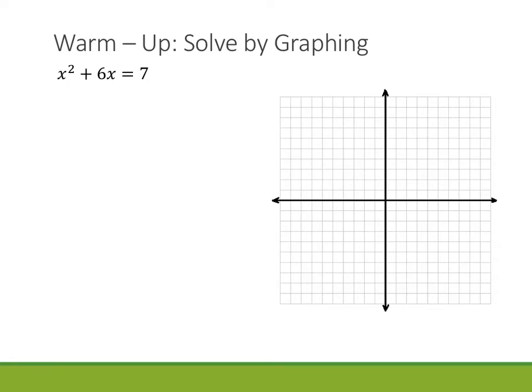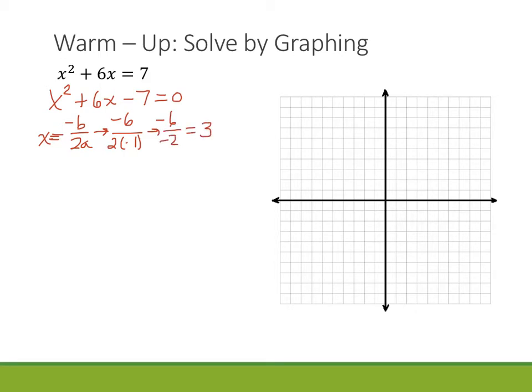Okay, so let's begin by solving this quadratic by graphing. My first step is to write the quadratic equation in standard form. So I'm going to write this as x squared plus 6x minus 7 is equal to 0. Once I've written it in standard form, I can then graph it. Remember, our first step in graphing is to find the vertex, so we'll use the formula x equals negative b over 2a to find the x-coordinate of the vertex. So negative 6 divided by 2 times negative 1 would be negative 6 over negative 2, which is 3. So the x-coordinate of my vertex is a positive 3.